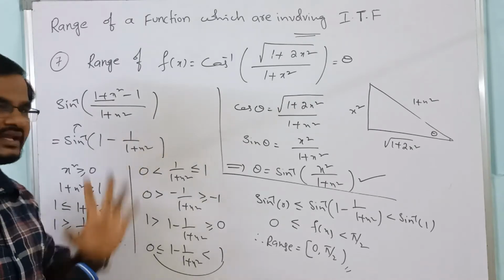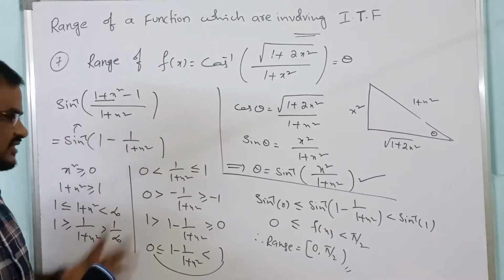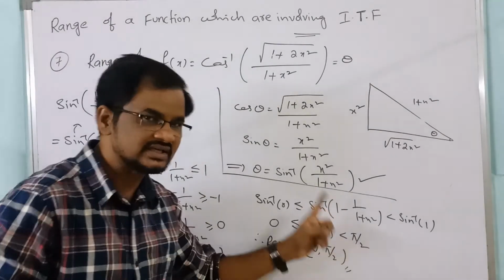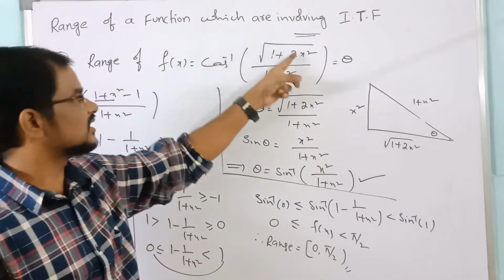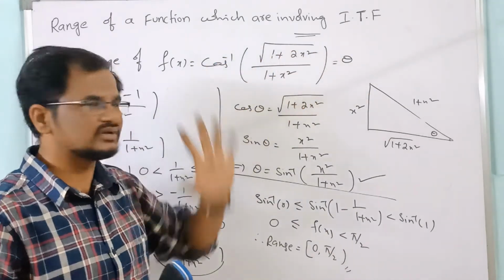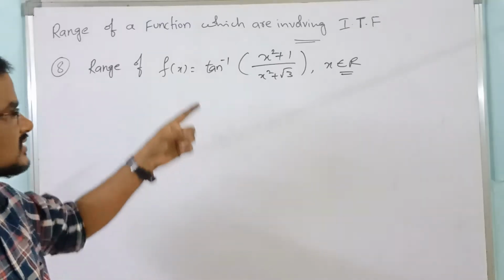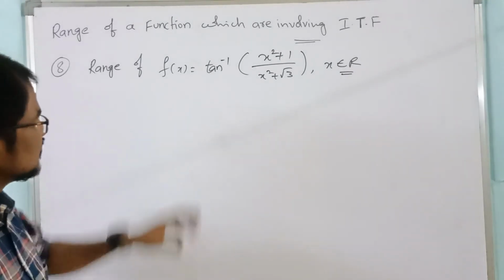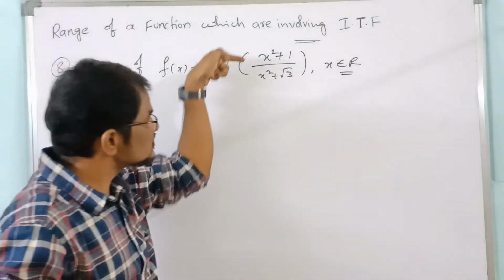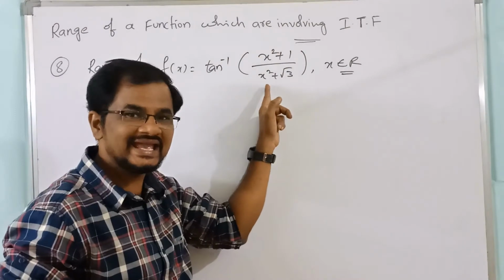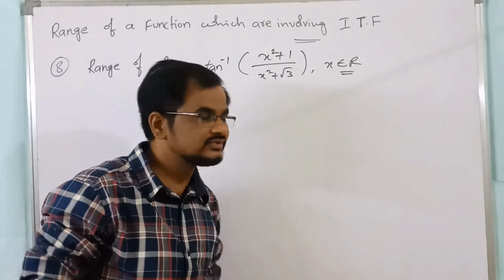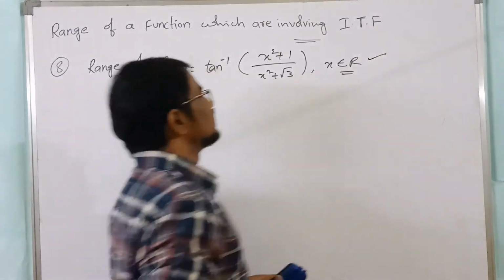For that we are applying the sine inverse. So finally we are getting the range of cos inverse of root of (1 plus 2x square) by (1 plus x square). Next problem, 8th problem. Here f of x equal to tan inverse of (x square plus 1) by (x square plus root 3), when x belongs to the real numbers.